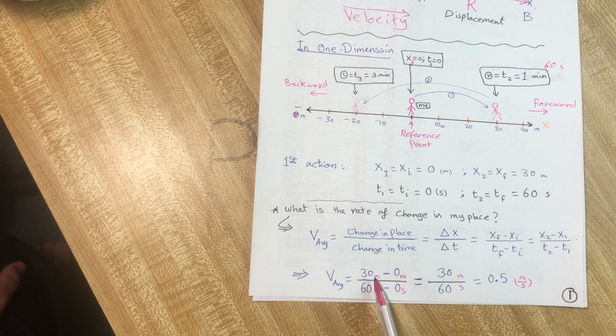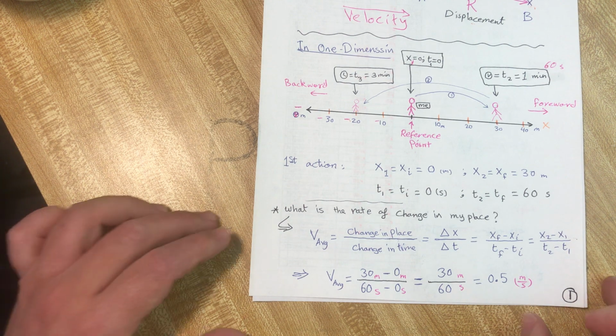The units are meters over seconds. Now 30 meters minus 0 meters, it is 30 meters. We can add and subtract the same quantity, meters from meters and seconds from seconds. It is 30 over 60 meters over second, which is a half meter per second.